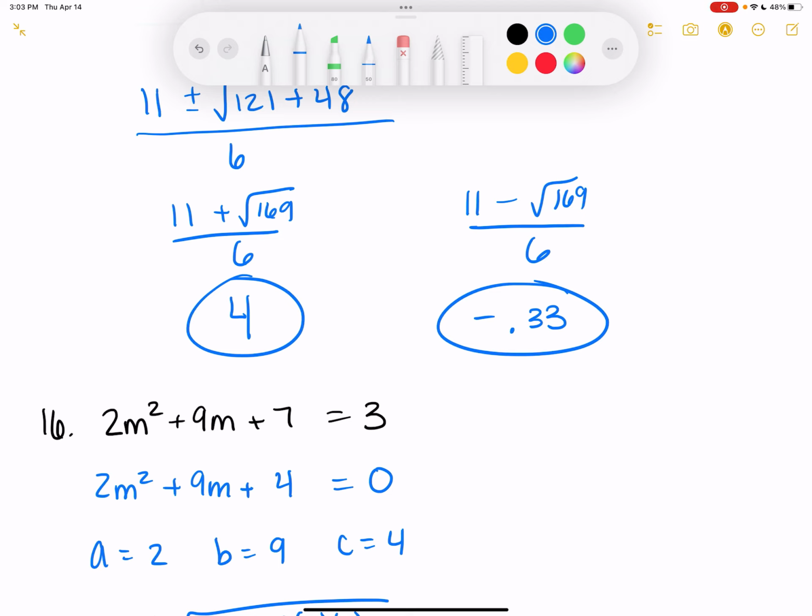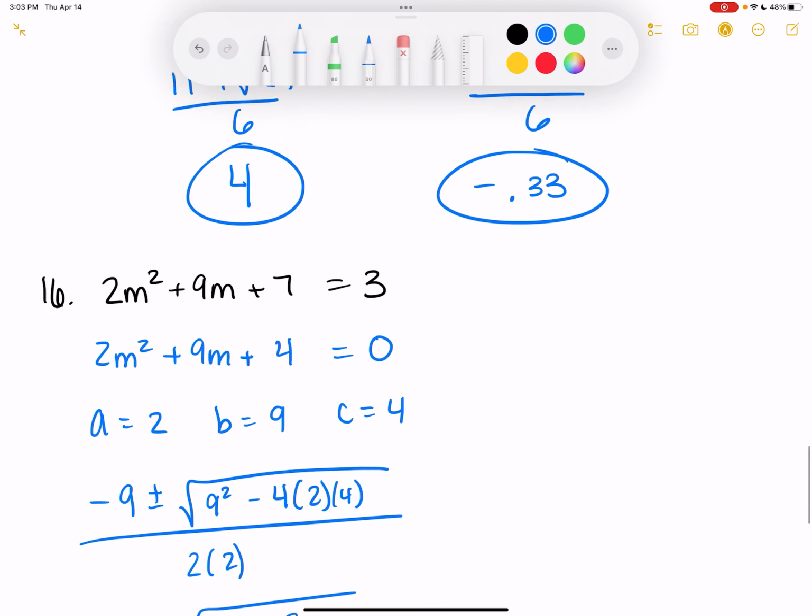All right, do we have answers? What did we get? I got negative 0.5 and negative 4. Does anybody disagree? Yeah, I got that too. Actually, no, it wasn't negative. I'm just going to pull it out. A was 2, B was 9, and C was 4.